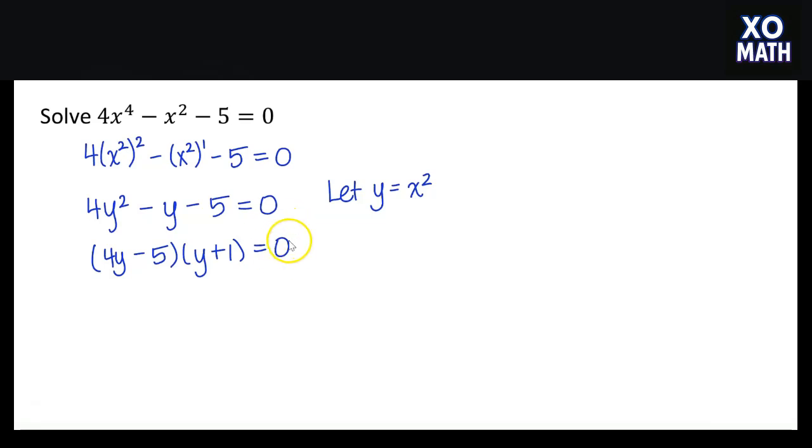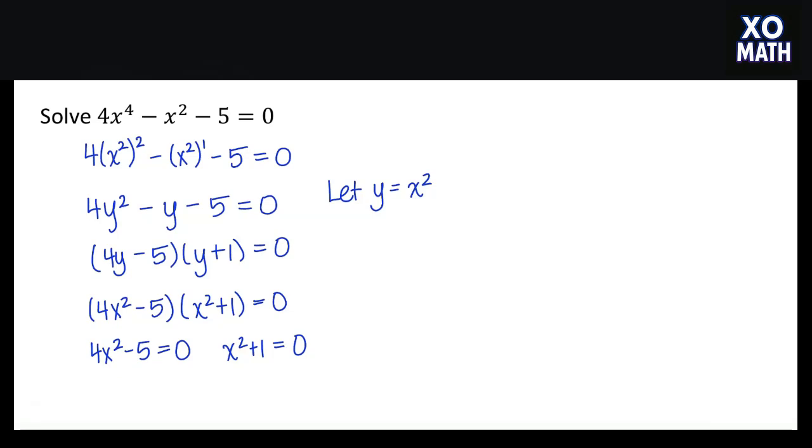And so now that we have two factors set equal to 0, I can use the zero product property. But we weren't originally in the variable y, we were in the variable x. So let's go ahead and substitute x squared back in for y. So what we have is 4x squared minus 5, all as one factor, and then the quantity x squared plus 1 as another factor. So now we can go ahead and set each of these factors equal to 0. 4x squared minus 5 equals 0, and x squared plus 1 is equal to 0.